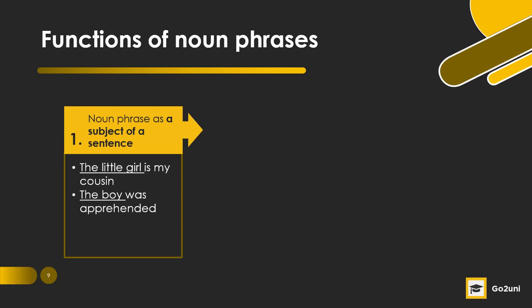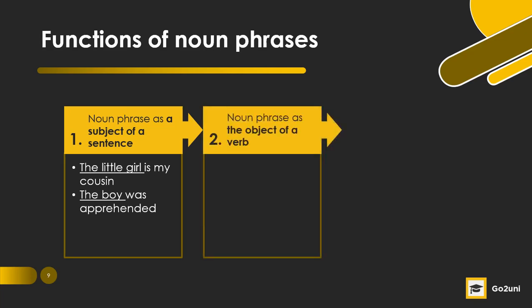The little girl is my cousin. Of course, the underlined part is the little girl, and it is functioning as the subject of the verb is. In the second example, you have the boy was apprehended. The boy underlined is functioning as the subject of the verbs was apprehended. Okay, and they are all noun phrases. So what we are saying in essence is that a noun phrase can function as a subject of a sentence.